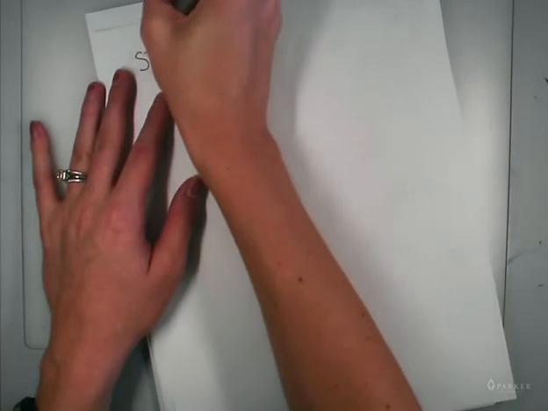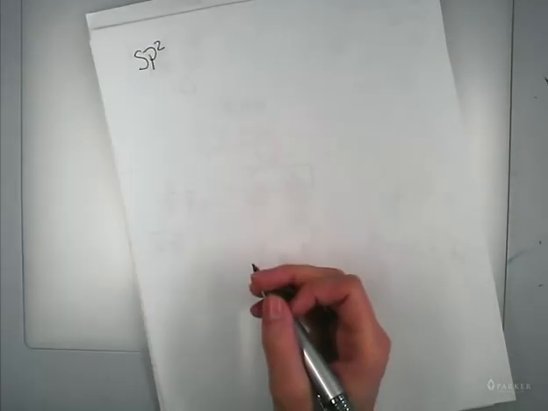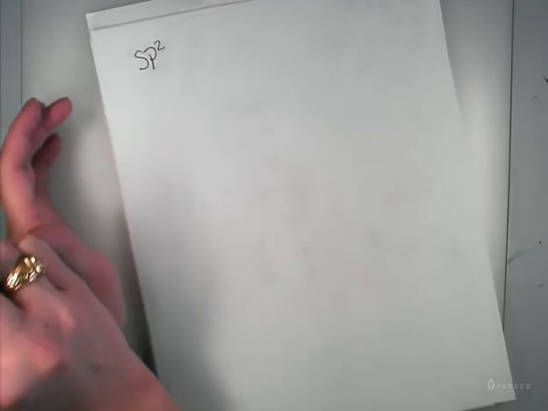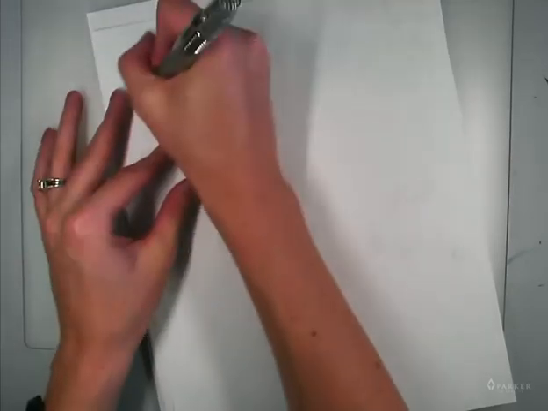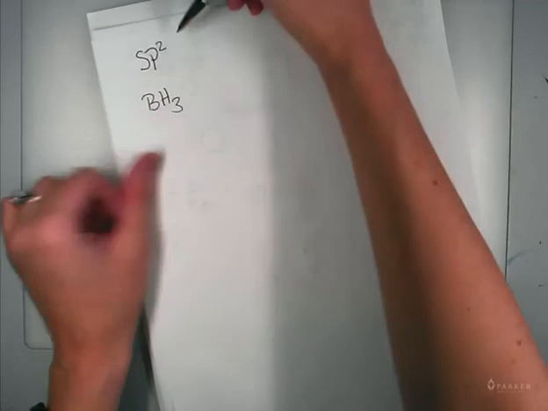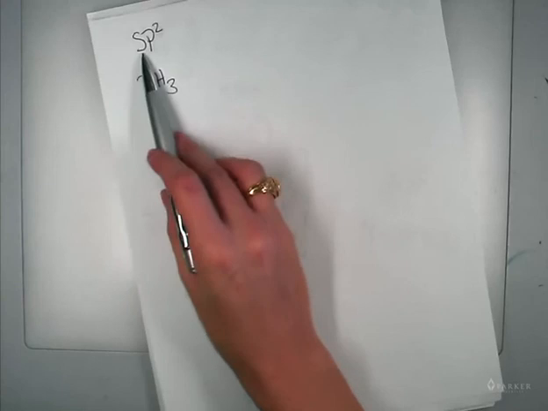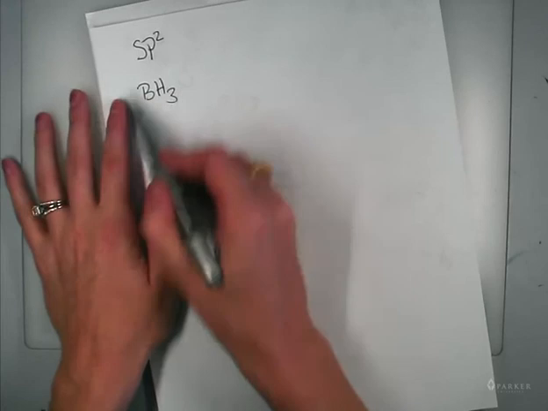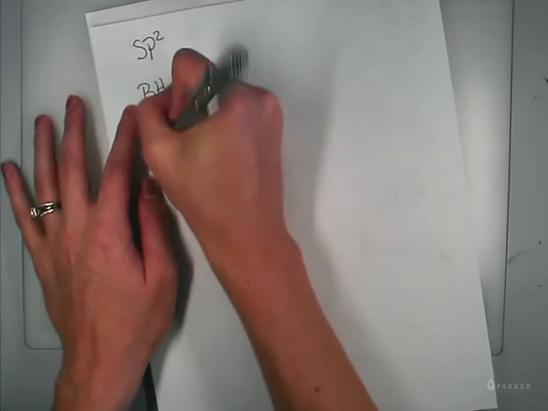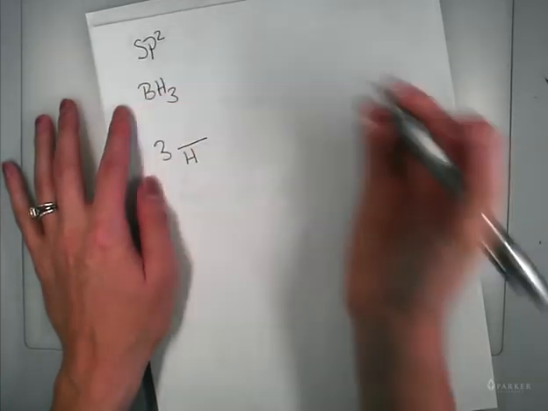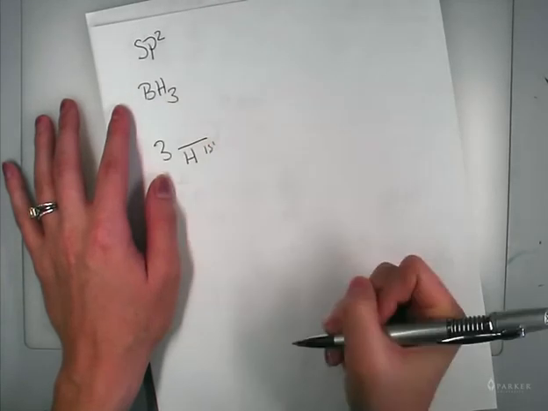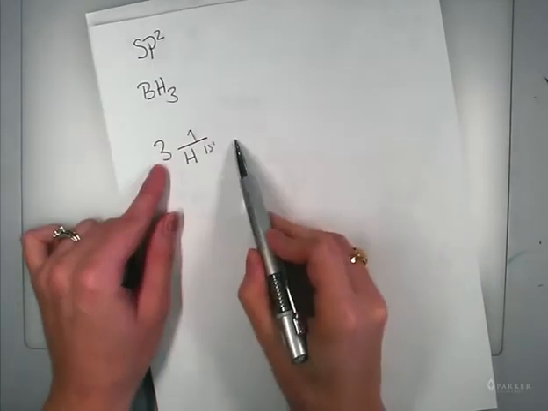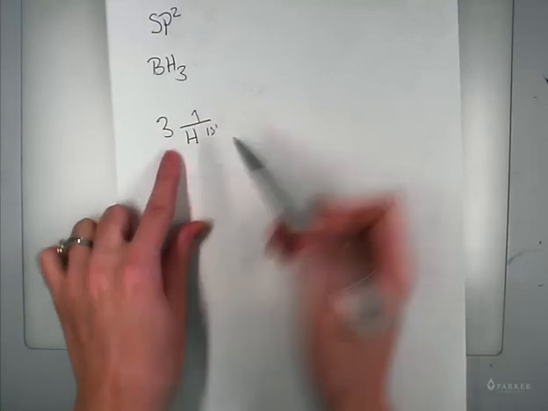So let's do SP2. A good example of SP2 would be BH3. I'm telling you right now it's going to be SP2. So what am I going to combine before I even look at this? 1 S and 2 P's. Hydrogen, do you see I have 3 of those? So I'm just going to put 3 H's. This is 1s1, so there's going to be 3 unpaired arrows.